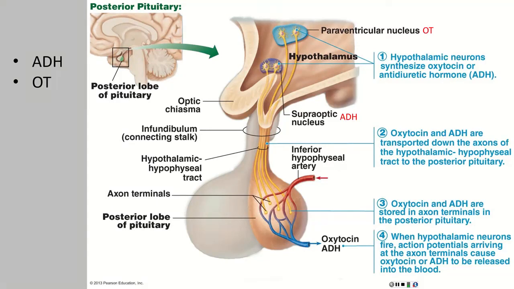So in neurogenic, ADH is either not being produced or it's not being secreted. Typically, this comes from something like a blow to the head or a brain tumor near the hypothalamus or the posterior pituitary. Something is actually interfering with these neurons and their ability to make or release ADH.